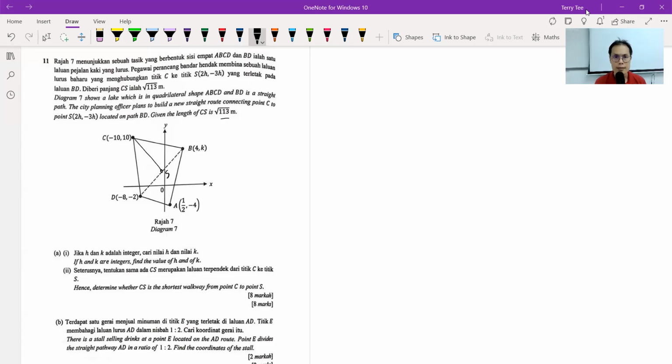Okay, we know S is a point on this line, and we know that the length of CS is now square root 113. So we start off by writing CS equals square root 113. Use the formula for distance. Maybe I start off with 2h minus point C, minus 10. So it's plus 10. And then the second one is minus 3h minus 10, all under the square root. The result is square root 113.